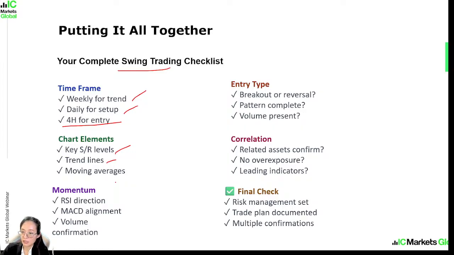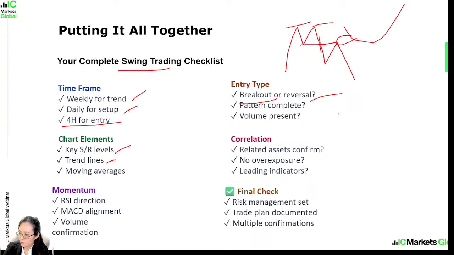If price stays above EMA 200, you wait for price to pull back and then you buy. Momentum indicator: you can use RSI for overbought, also MACD or volume for confirmation. Entry: you're going to enter at the breakout, or you wait for the pullback, or you wait for the reversal. Pattern complete, meaning that let's say you see a double top. Complete means price has to break below the neckline and pull back, then you sell. This is pattern complete.